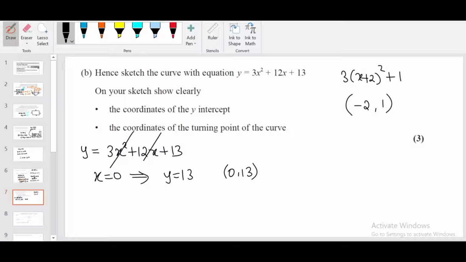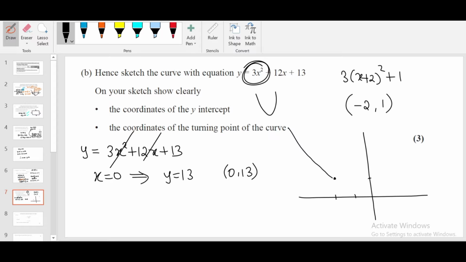You need to be very careful. First, mark the turning point, (minus 2, 1). X is minus 2, y is 1. I'm going to mark the point here. And the coefficient of x squared is positive, so it's going to be a U-shaped graph. Like this. Sorry, that's the turning point actually.